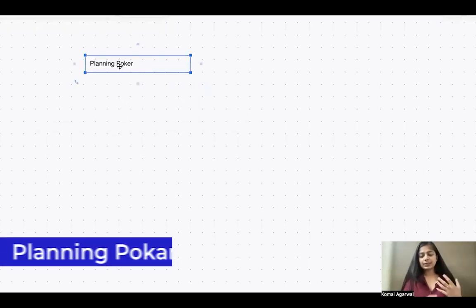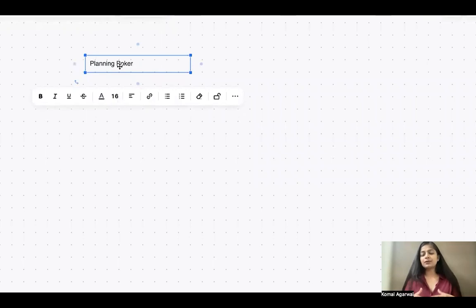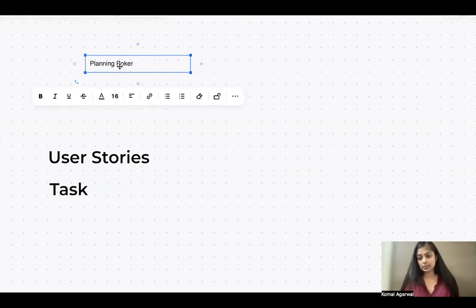Planning poker, as I mentioned, is an estimation technique, a way of doing estimation for story points. Whenever we have to give story point estimation to user stories, tasks, or features, the method used to estimate them is planning poker. There are a lot of planning poker cards and online tools available.